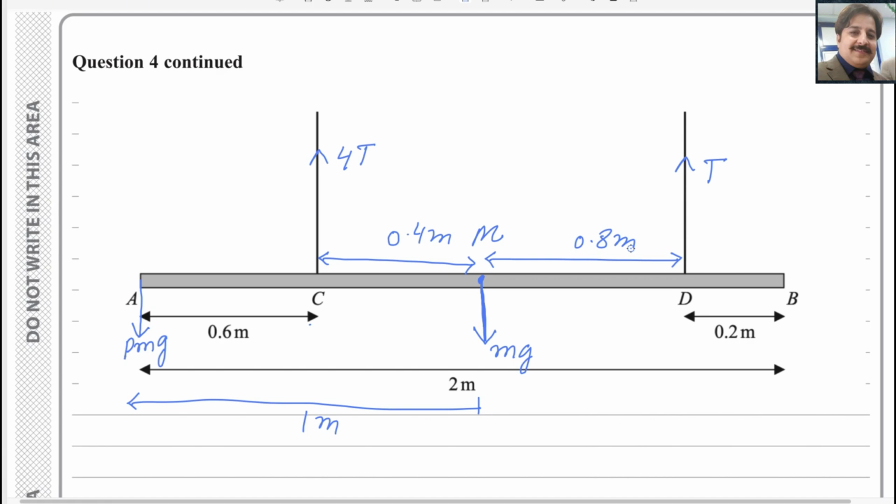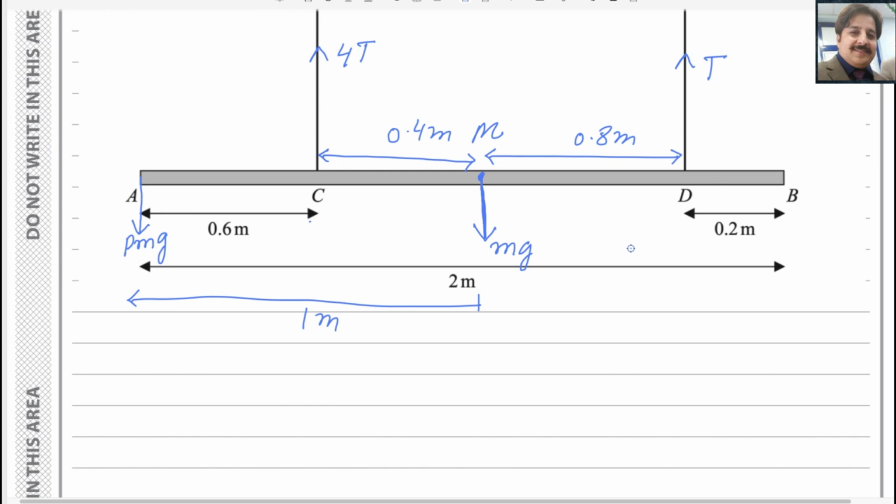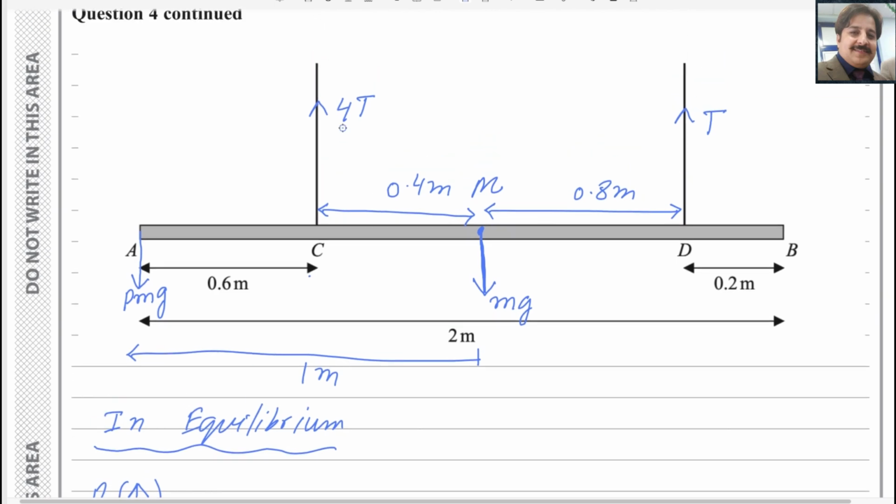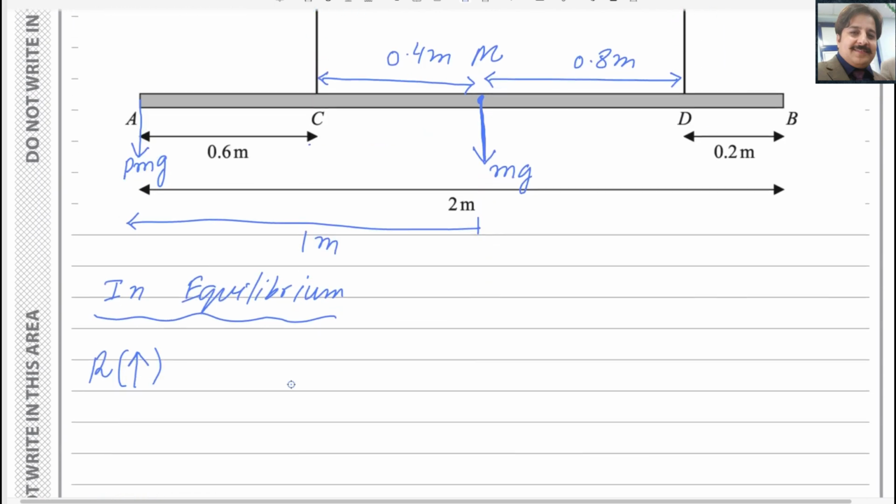As the system is in equilibrium, the upward forces equal the downward forces. This point is very important. Taking upward as positive, what are the forces acting upwards? That is 4T and T. We add them together: 4T plus T equals the downward forces. There are 2 forces acting downwards, they are pmg plus mg.